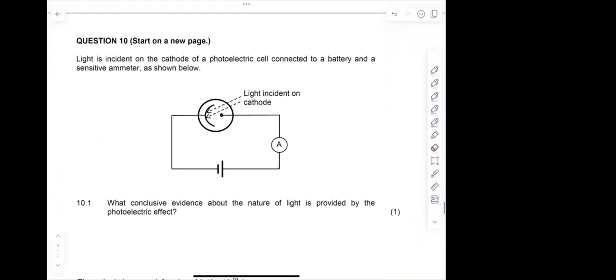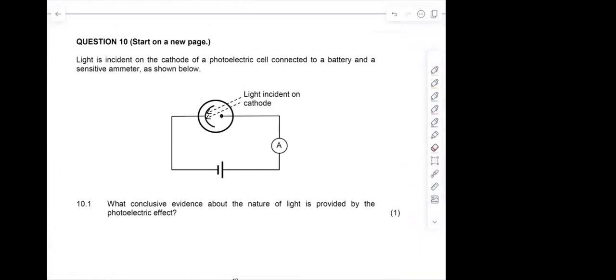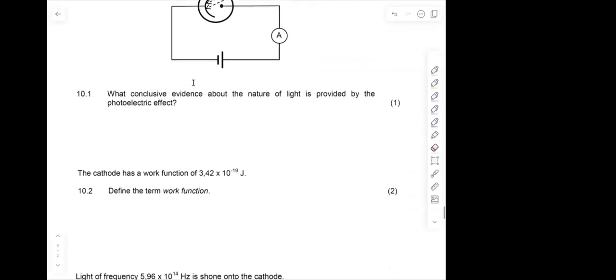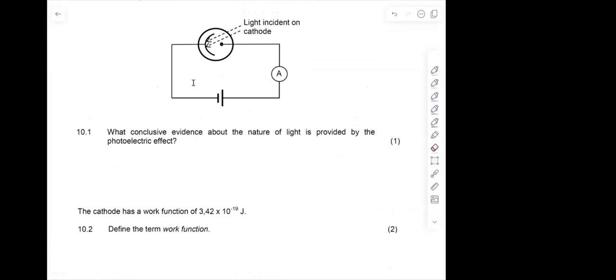Okay, let's have a look at this question. It says question 10: light is incident on the cathode of a photoelectric cell connected to a battery and a sensitive ammeter, as shown below. What conclusive evidence about the nature of light is provided by the photoelectric effect? Remember, I mentioned at the beginning that light has 2 natures. It's got a particle-like nature and a wave-like nature as well. The photoelectric effect tells us about light's particle nature, or the fact that light is quantized.